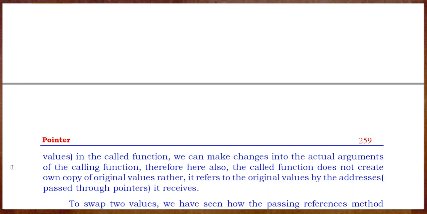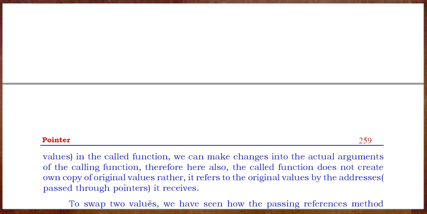As usual, in the called function we can make changes to the actual arguments of the calling function. Here also the called function does not create a copy of the original values. Rather, it refers to the original values by the addresses passed through the pointers. Let's take an example. Whenever we call the function, we send the address of A and B, where A and B are actual arguments. These are passed to the formal arguments of the function.